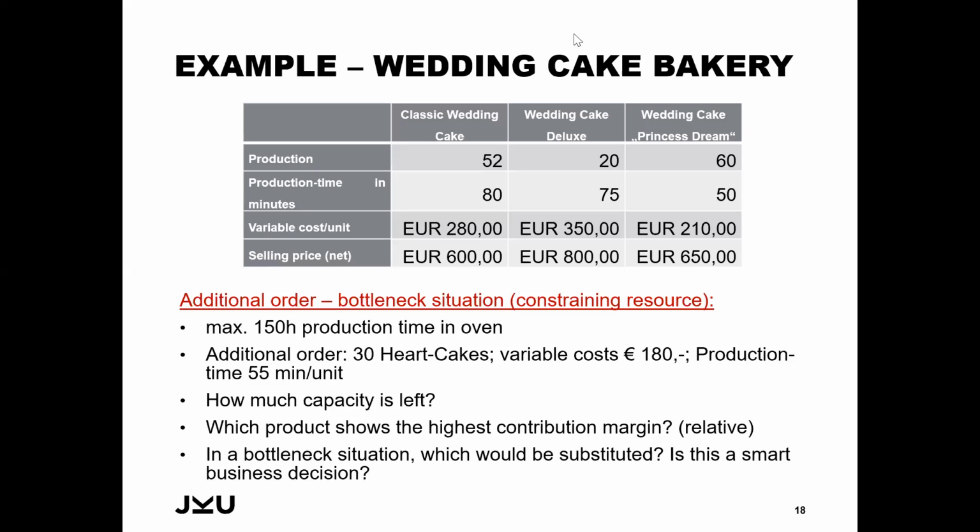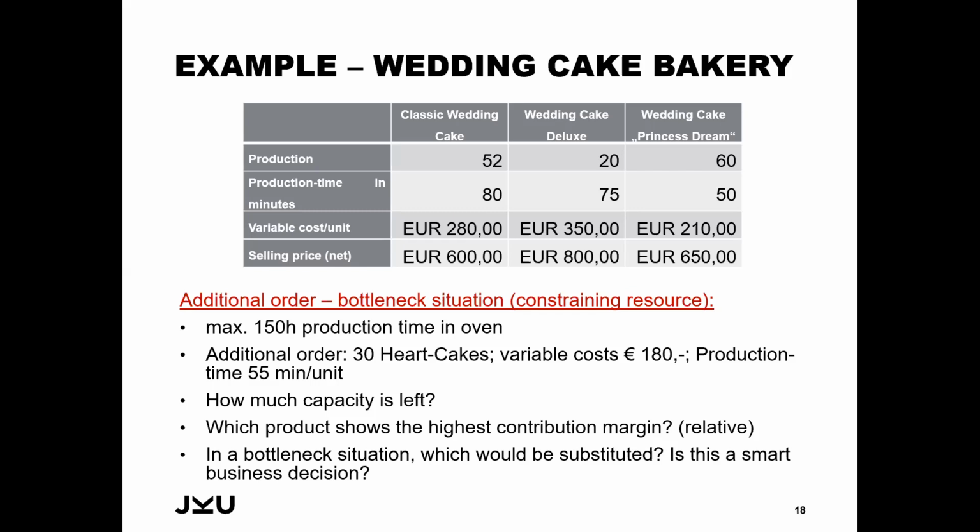Okay, and here I'd like to show you the example of the wedding cake bakery. We have 3 products. That bakery designs and bakes wedding cakes. And here we have 3 cakes that they focus on, 3 products, namely the classic wedding cake, the wedding cake deluxe, and the wedding cake princess dream. Then we also know the production, that's the max production possible per product.